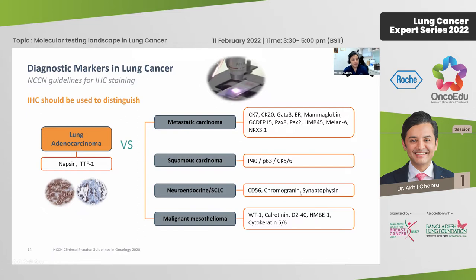So as I mentioned, today our pathologists subtype lung cancer into non-small cell or small cell, and then further use immunohistochemical stains, which is IHC, to distinguish non-small cell lung cancer into either lung adenocarcinoma, which is defined by positive staining with NAPSIN and TTF1, squamous cell carcinoma, which is usually positive for P40, P63, CK5 and 6, neuroendocrine or small cell lung cancer, which shows positive staining for CD56, chromogranin, synaptophysin, and then rarely malignant mesothelioma or metastatic carcinoma, which is cancer that has spread to the lung from another organ.